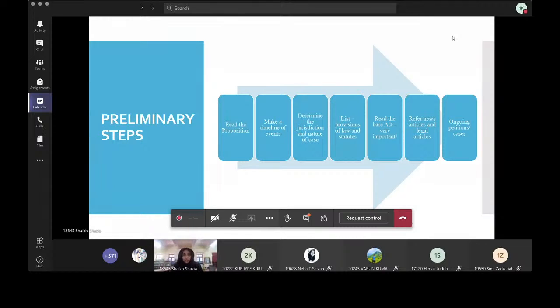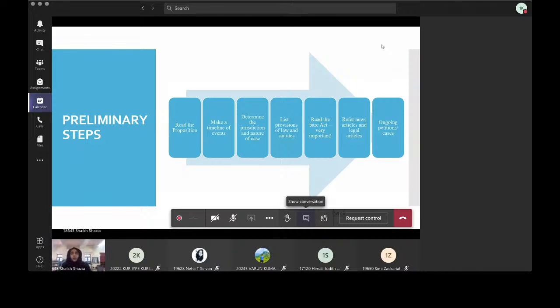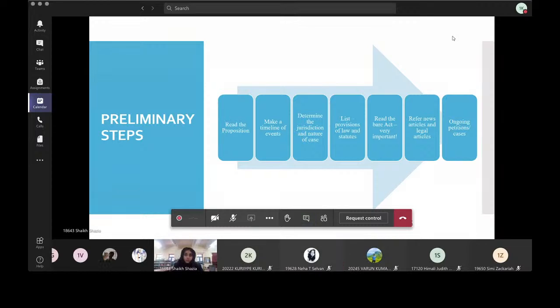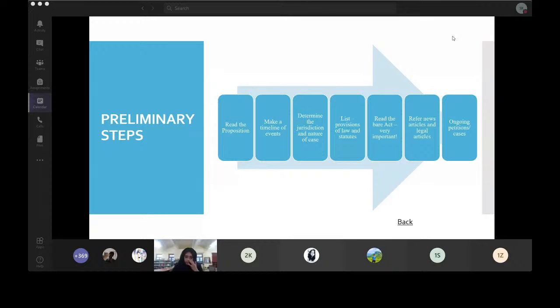This way, your chances of interpreting the problem differently increase. You do not mix things up as a petitioner and a respondent. So it's always advisable to take two different printouts. So this was about the preliminary steps. I hope I'm clear. These are the essentials before you start with the main research.